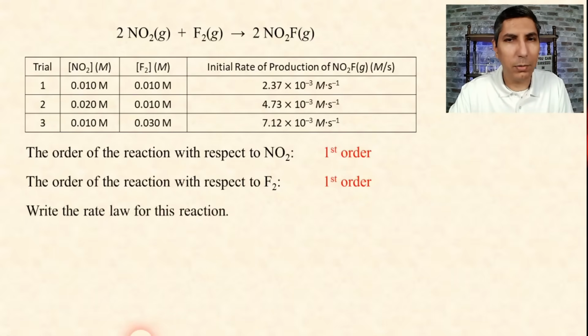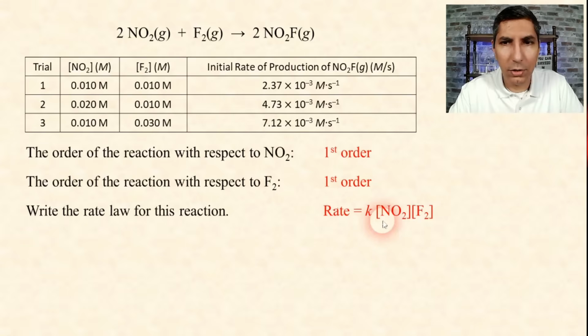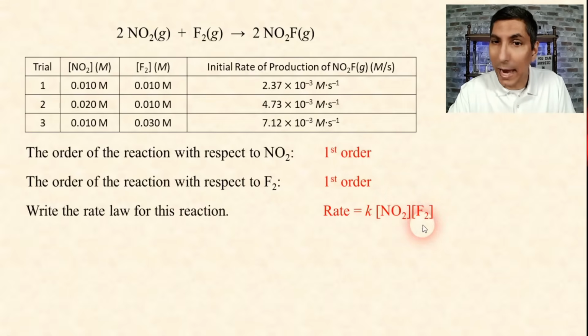So if we write the rate law for this reaction, it's always written in the format rate equals K times the concentration of the first reactant, which is NO2, raised to its order, which is 1, so that's why there's no visible exponent here, times the next reactant, which is F2, raised to its power, which is a 1 as well.